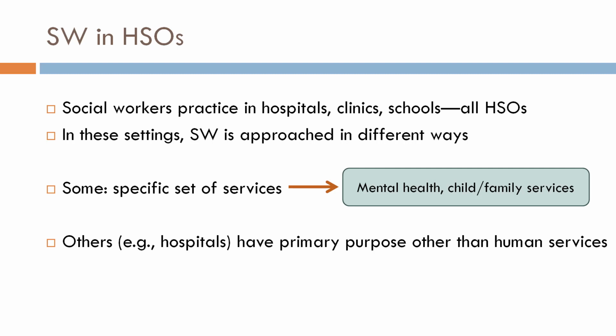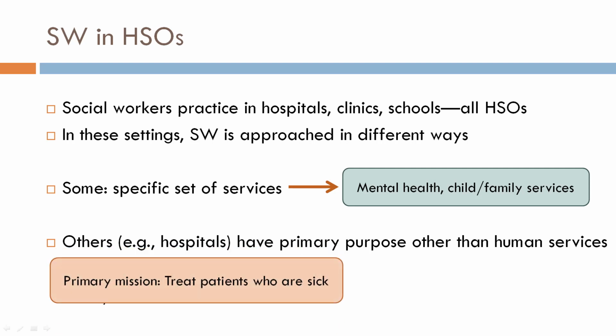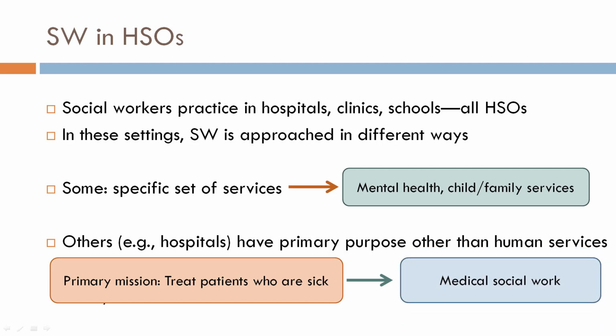Other human service organizations, such as hospitals and schools, actually have a primary purpose that's something other than human services, but they still provide human services because it is consistent with their missions. So for example, a hospital's primary mission is to treat patients who are sick. That's their primary goal. But they also provide social services via the medical social workers who are employed there. And they do this because the medical social workers help support the primary mission of the hospital.